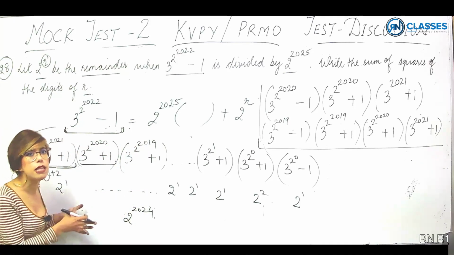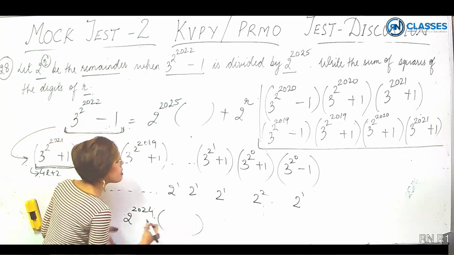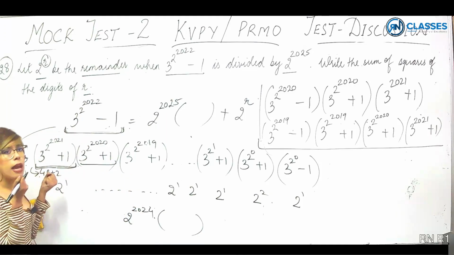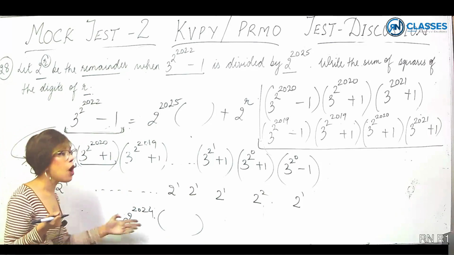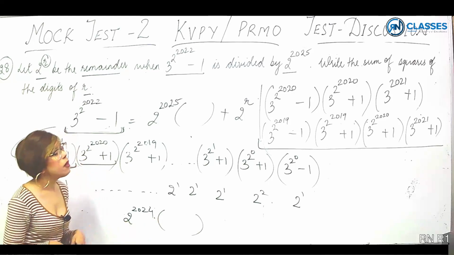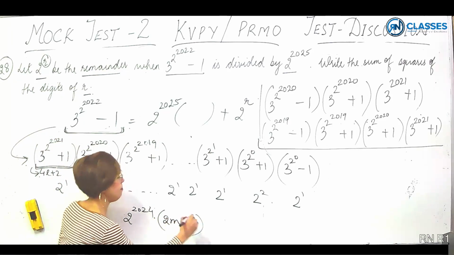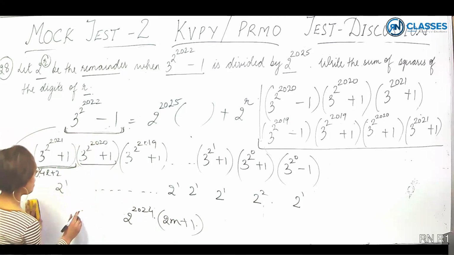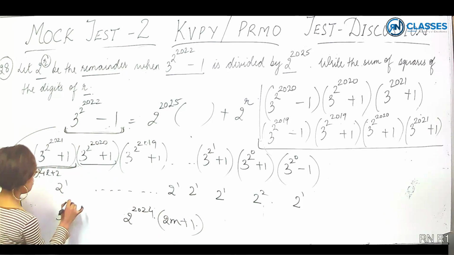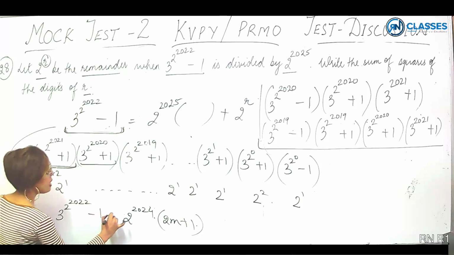But still obviously something is multiplied by it, right? Now I have extracted all the powers of 2. That means what I will be left with is the odd number. Now the form of odd number will be of the form 2m plus 1. So this number I have written as 3 raised power 2 raised power 2022 minus 1 is equal to this.